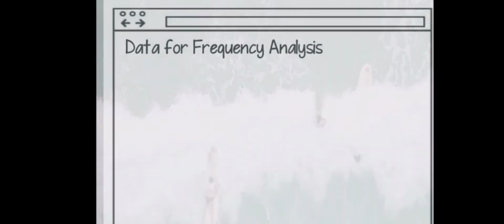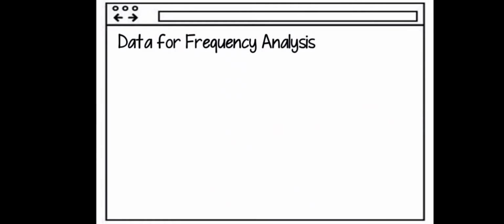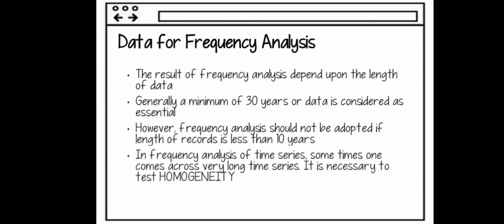The last subtopic is the data for frequency analysis. The flood frequency analysis described in the previous sections is a direct means of estimating the desired flood based upon the available flood flow data of a catchment. Generally, a minimum of 30 years of data is considered as essential.